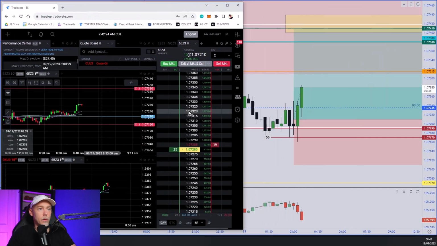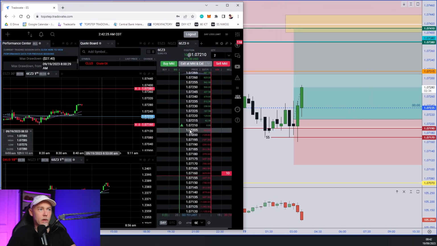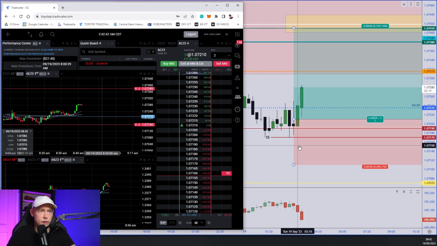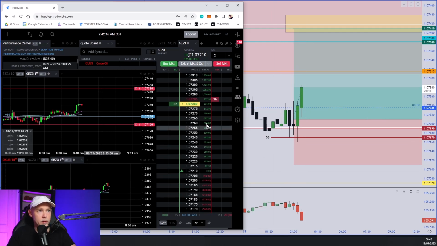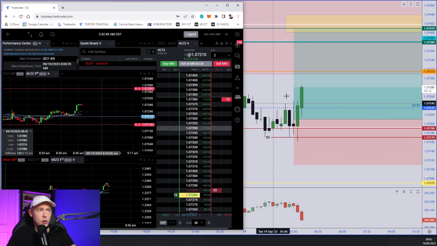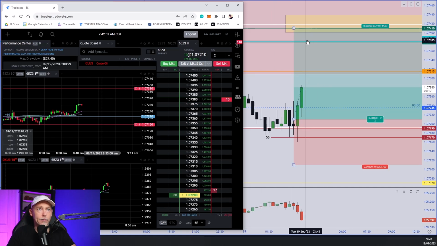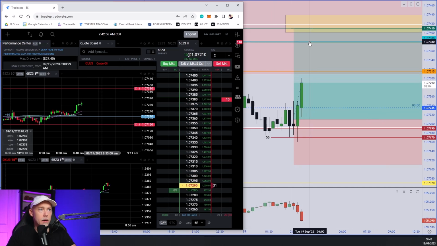So here you go. You can see my entry here, 1.07210, which is that level there. I've already moved my stop loss up to the low of this candle here, which is 1.07160. That's where my stop is right now. So there's only like $625 of risk on the table right now. Price has moved in my favor here. And I'm looking to catch the low hanging fruit. I'm looking to get out at this first buy side level here.